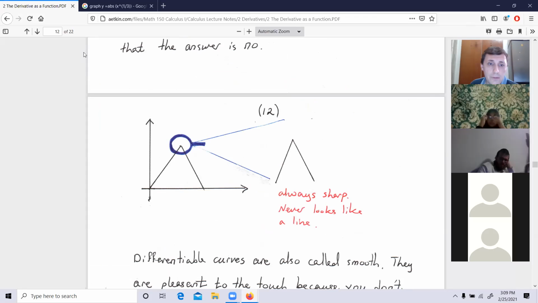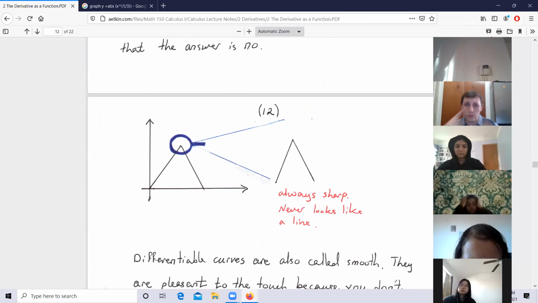Look at it. If you zoom in at this point, does it ever look like a straight line segment? No, it looks like a broken line. Yes, if you zoom in at the tip. No matter how much you zoom at the tip, it does not look like a straight line.